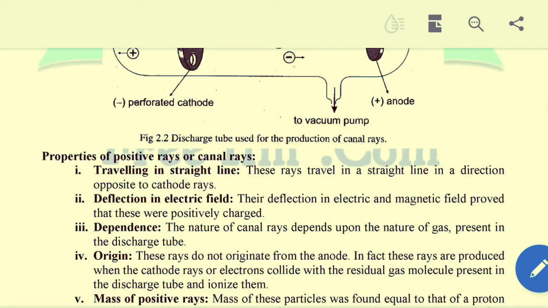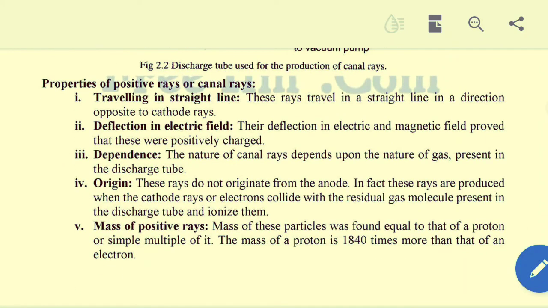Dependence. The nature of canal rays depends upon the nature of the gas present in the discharge tube. Origin. These rays do not originate from the anode. In fact, these rays are produced when the cathode rays or electrons collide with the residual gas molecules present in the discharge tube and ionize them. These rays do not originate from the anode.